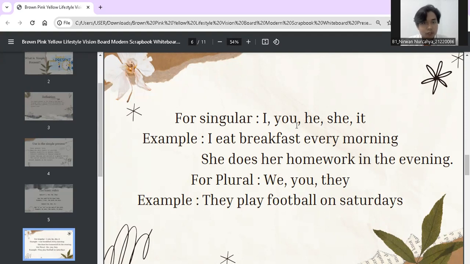And for a singular subject, I, you, she. For example, I eat breakfast every morning. And for plural, we, you, they. For example, they play football on Saturdays.